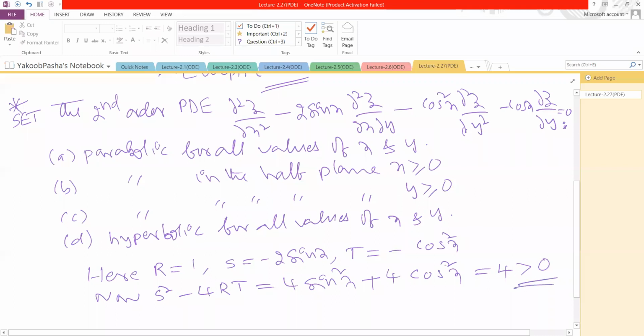This value S square minus 4RT does not depend on x and y. For all values of x and y, this equation has S square minus 4RT greater than 0. So it is hyperbolic for all x and y.